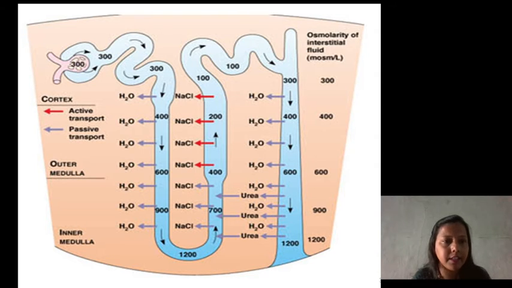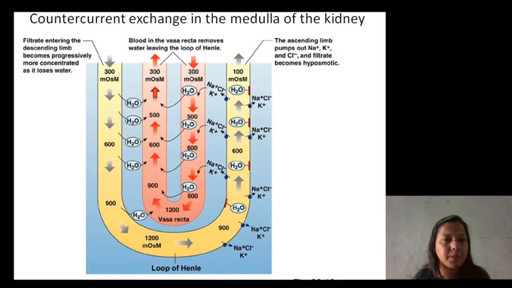Now here we can see the descending limb of Henle is permeable to water and through that, water gets reabsorbed. But the ascending limb is not permeable to water and through that only salts get reabsorbed. The collecting duct is also permeable to water and water gets reabsorbed. But this reabsorption is carried out in a specific manner.